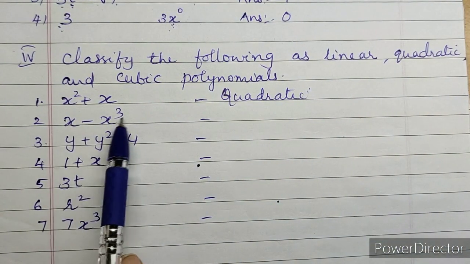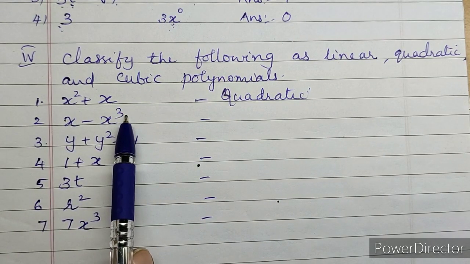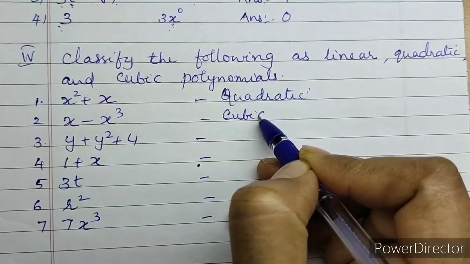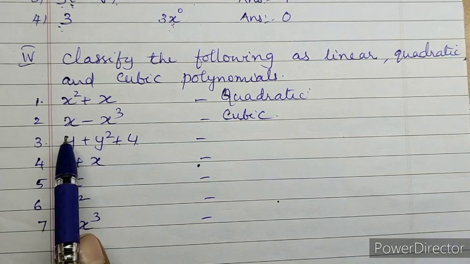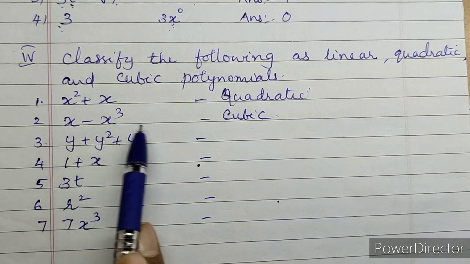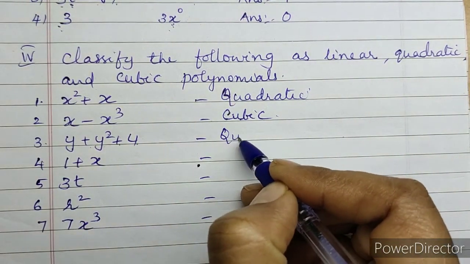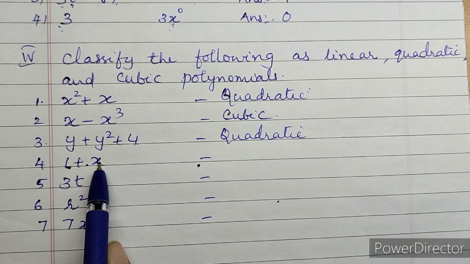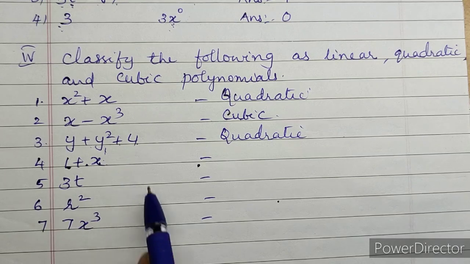Next one, x minus x cube. What is the degree of this polynomial? It is the maximum exponent, which is 3. 3 is the degree, means it is a cubic polynomial. Next one, y plus y square plus 4. Which is the maximum exponent? 2. The degree of the polynomial is 2, means it is quadratic. Hope you understood, children. Next one, 1 plus x. x variable's exponent is 1, or degree of this polynomial is 1, so it is linear.